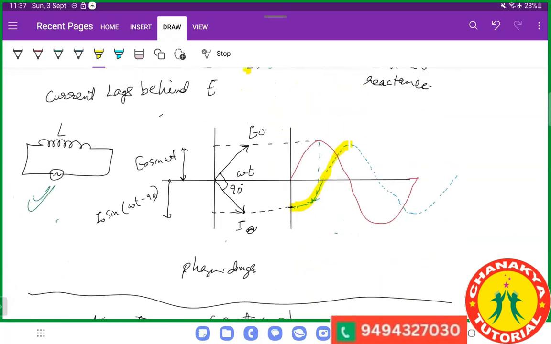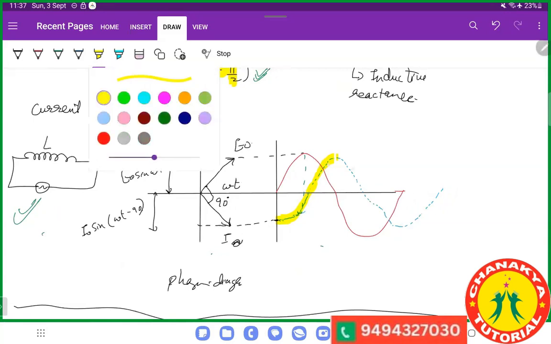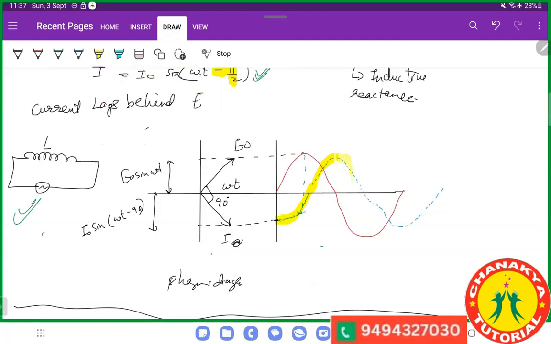Lagging means we can draw it this way. It has already reached here with time. This is lagging with time. See this. And voltage is starting from here.